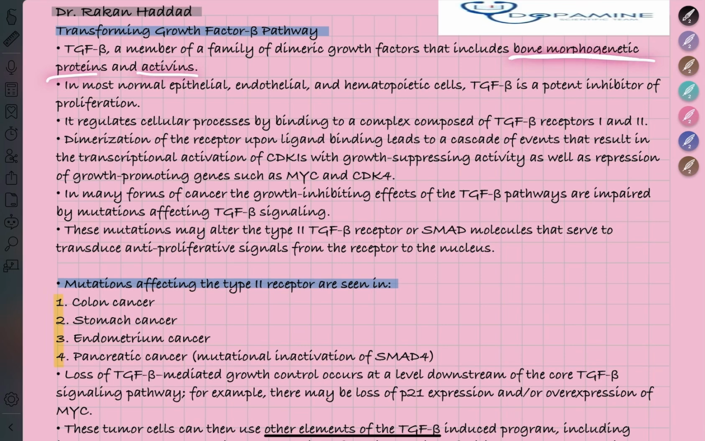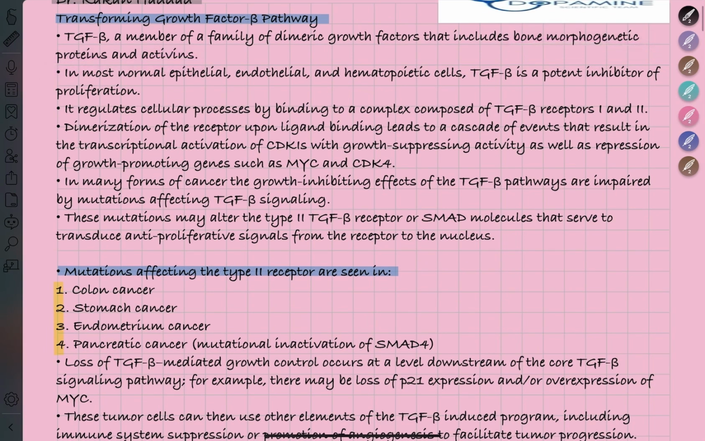They're both cytokines, okay? We're focusing on normal cells: epithelial cells, endothelial cells, blood vessels, hematopoietic cells. What does hematopoietic mean? Hematopoietic cells are stem cells for blood. They're just basically stem cells for blood. So basically, they are progenitor cells that will form different blood cells, white blood cells, red blood cells, whatever. These are the hematopoietic cells. Transforming growth factor beta acts as a potent inhibitor of proliferation.